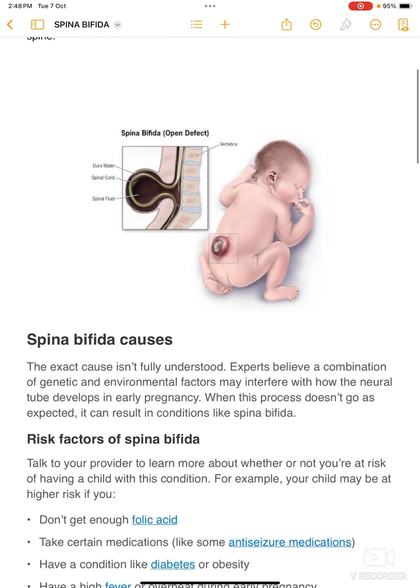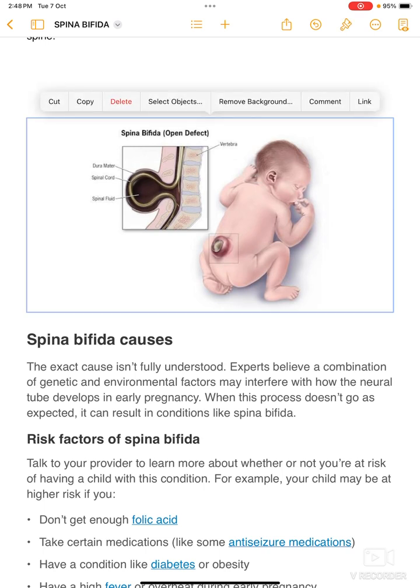Here is the figure. As we can see, the dimple on the back of a baby, and the protruded part here are the dura mater, spinal cord and spinal fluid.